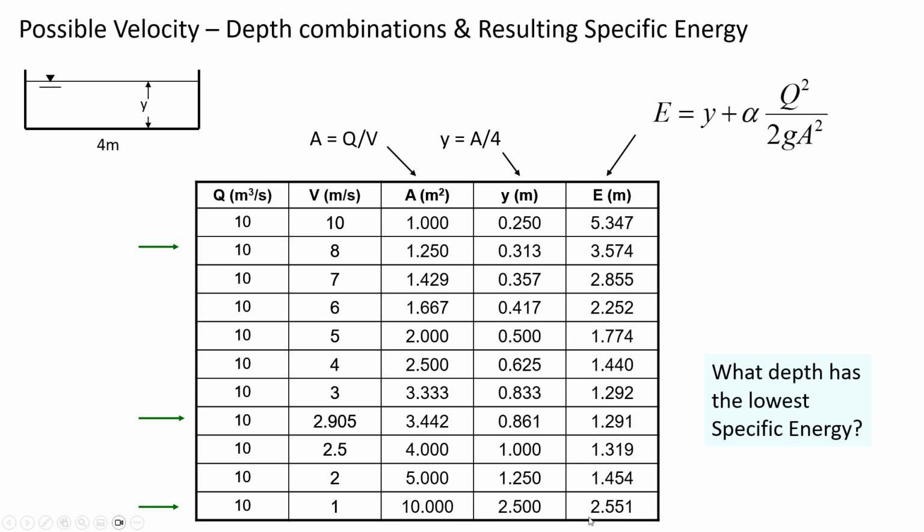And then at this other extreme, you've got a lot of depth, 2.5 meters of depth, not very much kinetic energy at that low velocity, but a lot of depth. So there is some point at which you'll have the minimum specific energy. And it just happens to be this velocity that I selected here, 2.905. Now really what it is, it's not that there's anything magical about that velocity. The so-called magical thing is this depth. 0.861 meters of depth is the depth that's going to give us the minimum specific energy.